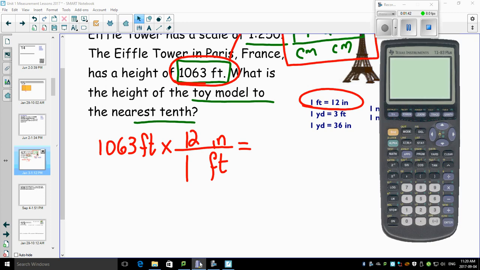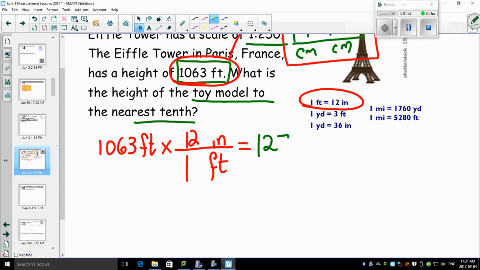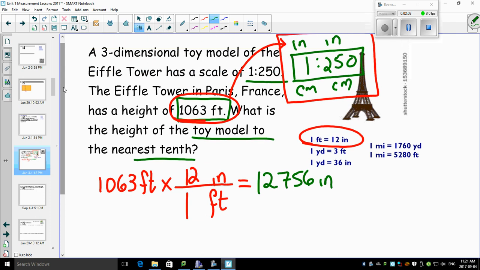All right, let's bring up our calculator. Turn this on. Clear all this nonsense from the previous question out. 1063 times 12 works out to be 12,756. 12,756. And remember, that's in inches. Now that we're in inches, we can use our scale. Okay, so let's go back to what our scale was. Our scale here was 1 to 250, right here.